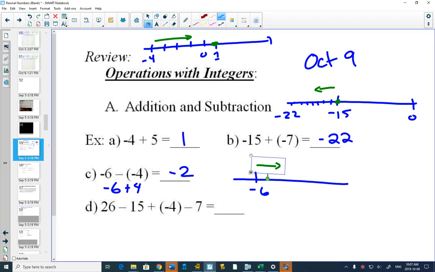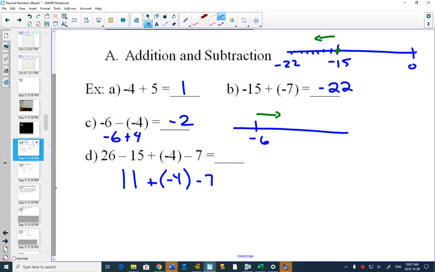This one has multiple steps, so we can work one at a time. 26 minus 15 is? That's 11, so we still have plus a -4 minus 7. 11 plus a -4. Okay, you start at 11, plus would go that way, but the negative would go the opposite direction, so this is the same as 11 minus 4, and you would get 7. And then you have 7 minus 7, 0.